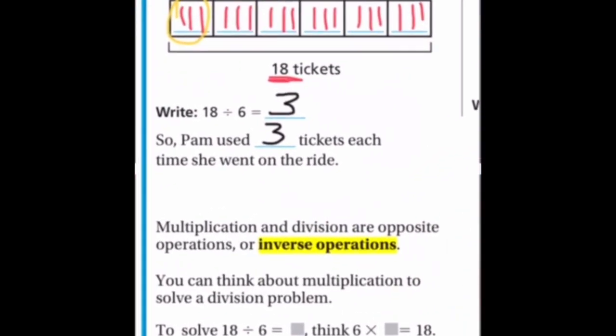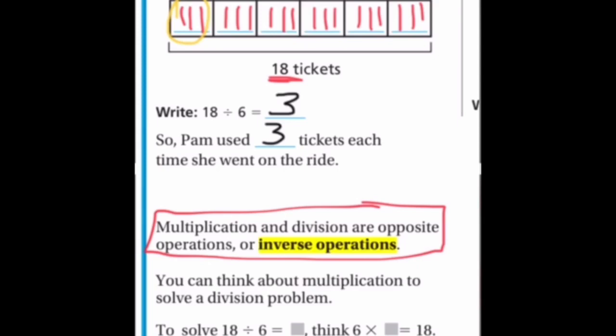Multiplication and division are opposite operations or inverse operations. Inverse operations means opposite. You can think about multiplication to solve a division problem, and I know that's a strategy some of you are already using, which is fantastic. So to solve 18 divided by 6 equals something, you can do 6 times that something equals 18, and 6 times 3 equals 18.